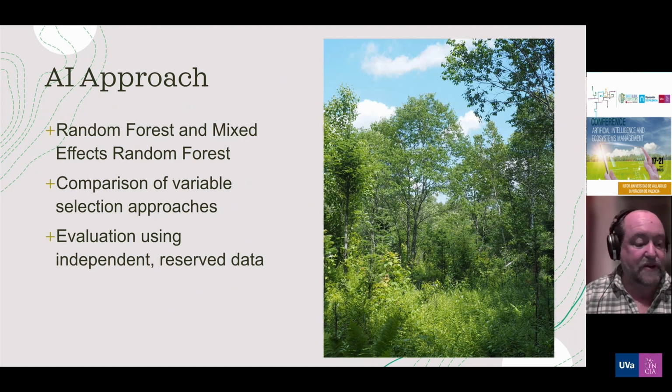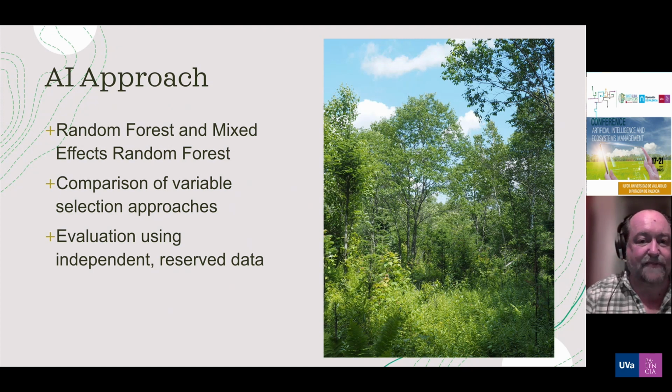So the approach we're going to focus on today, I've dabbled with a few different machine learning approaches with these data. But for today, I want to focus on our familiar friends, random forest, and a less familiar version of random forest, mixed effects random forest.